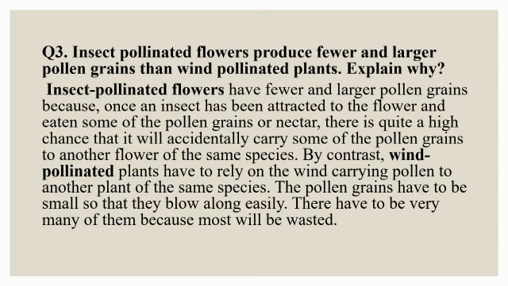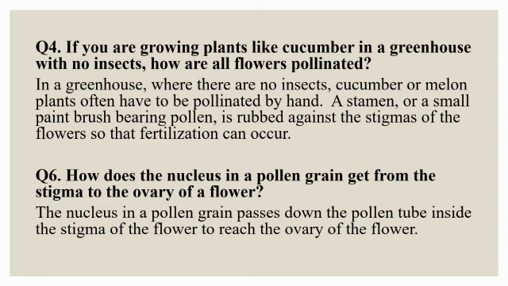If you are growing plants like cucumber in a greenhouse with no insects, how are all the flowers pollinated? The answer is, in a greenhouse where there are no insects, cucumber or melon plants often have to be pollinated by hand. The stamen or a small paintbrush bearing pollen is rubbed against the stigma of the flower so that fertilization can occur. How does the nucleus in a pollen grain get from the stigma to the ovary of the flower? The nucleus in a pollen grain passes down the pollen tube inside the stigma of the flower to reach the ovary of the flower.